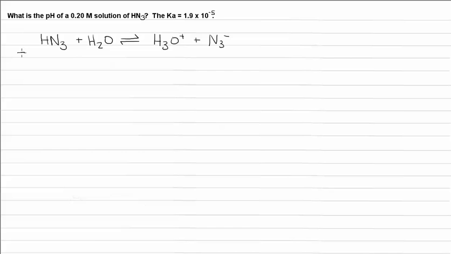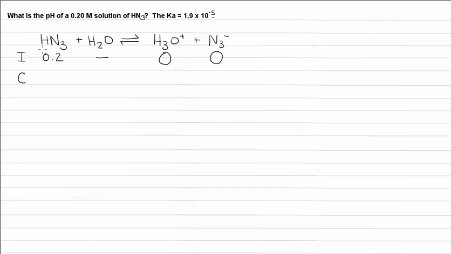So initially, the concentration of HN3 is given to you in the problem, 0.2 molar. Water doesn't appear in Ka expressions because it is a pure liquid. It doesn't change concentration, so we don't really care about what's going on with water. Our initial hydronium ion concentration is 0. Our initial N3 minus concentration is also 0. In this case, the equilibrium is going to shift to the right-hand side because we have no products, and at equilibrium we should have some products. So the equilibrium shifts to the right.